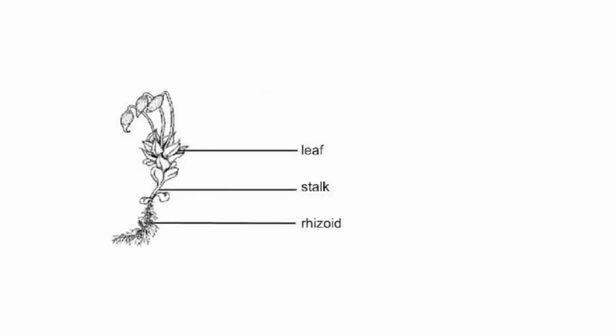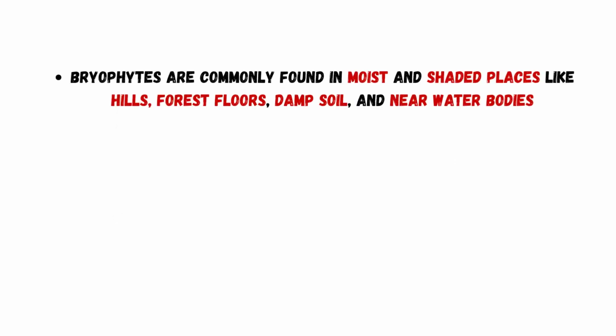Today we are going to study a very important topic from the plant kingdom called bryophytes. These plants are small, simple and very interesting because they show the transition between algae and higher plants. Bryophytes are commonly found in moist and shaded places like hills, forest floors, damp soil, and near water bodies.